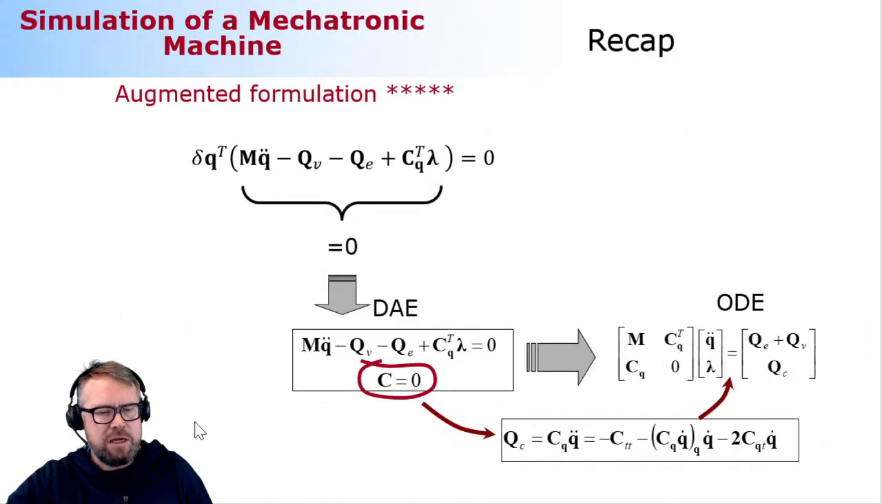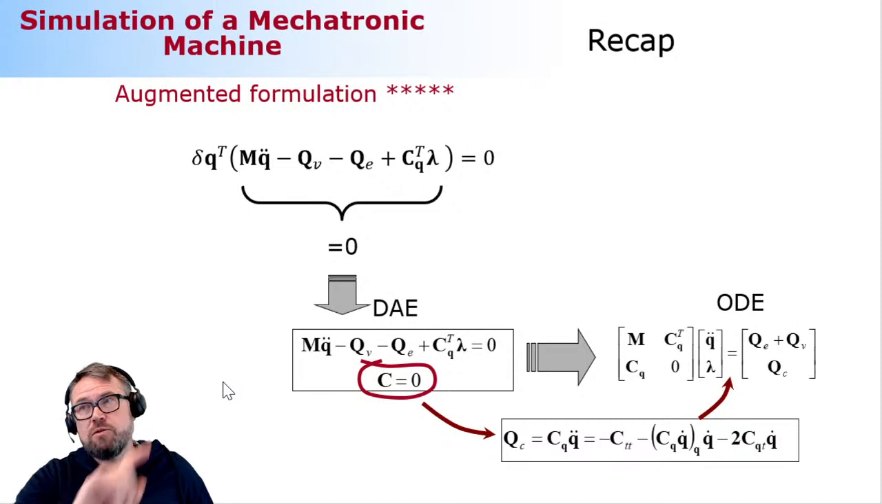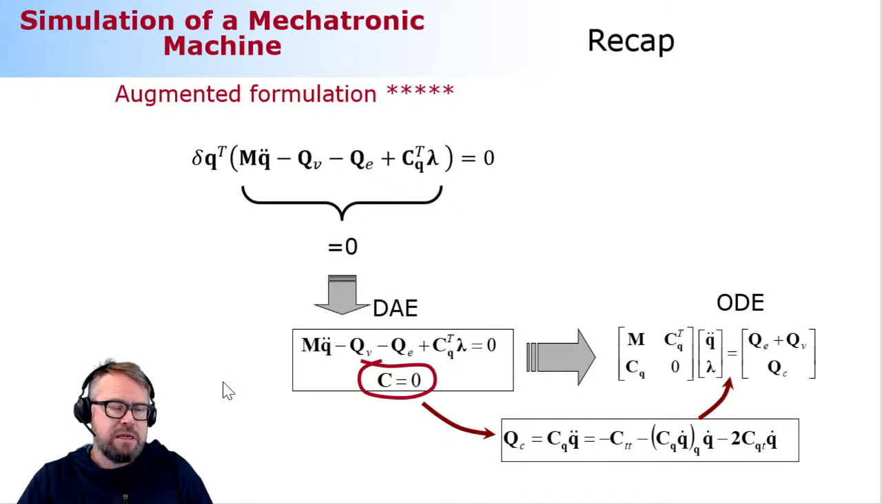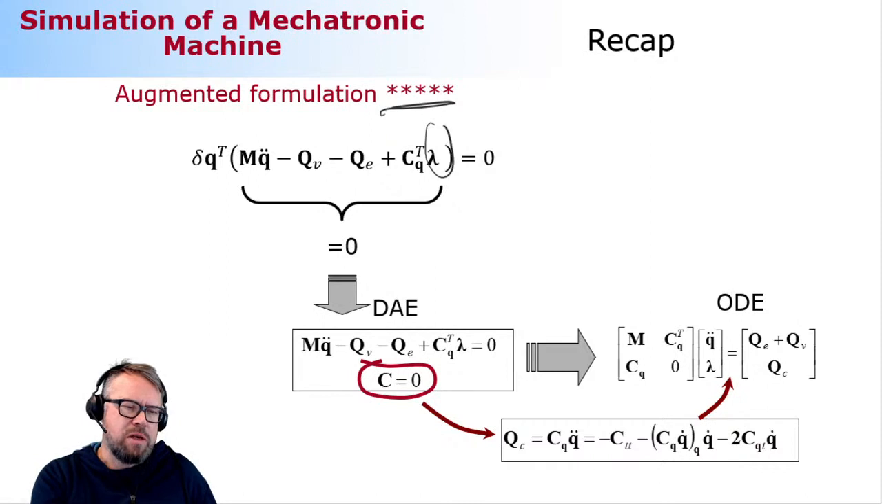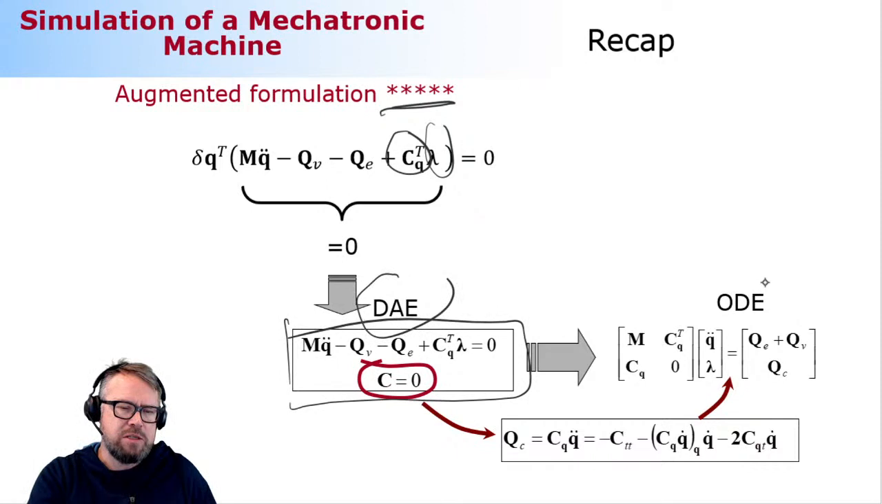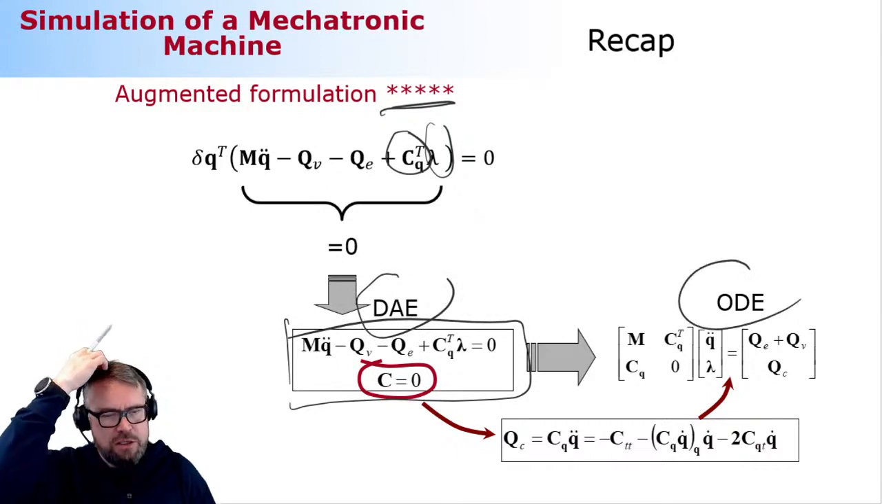is this augmented formulation. Stabilization, by the way, could be there too. So augmented formulation is 5 stars. Important. Make sure you understand the concept of this Lagrange multiplier and make sure you know what that stands for. What is a physical interpretation of Lagrange multipliers? Reaction forces, that's right. Jacobian matrix telling where the reaction forces are applying in the system. And make sure you understand this converting differential algebraic equation to be ordinary differential equation.